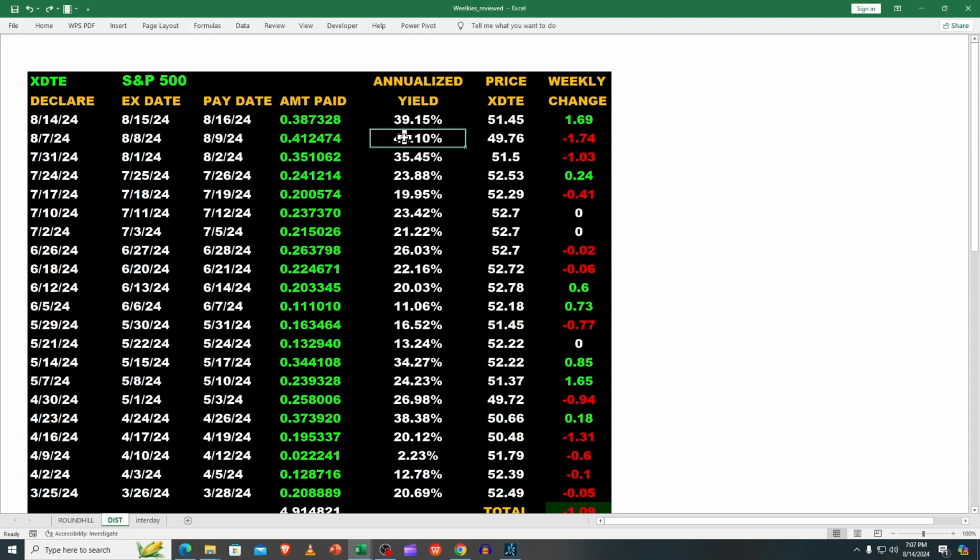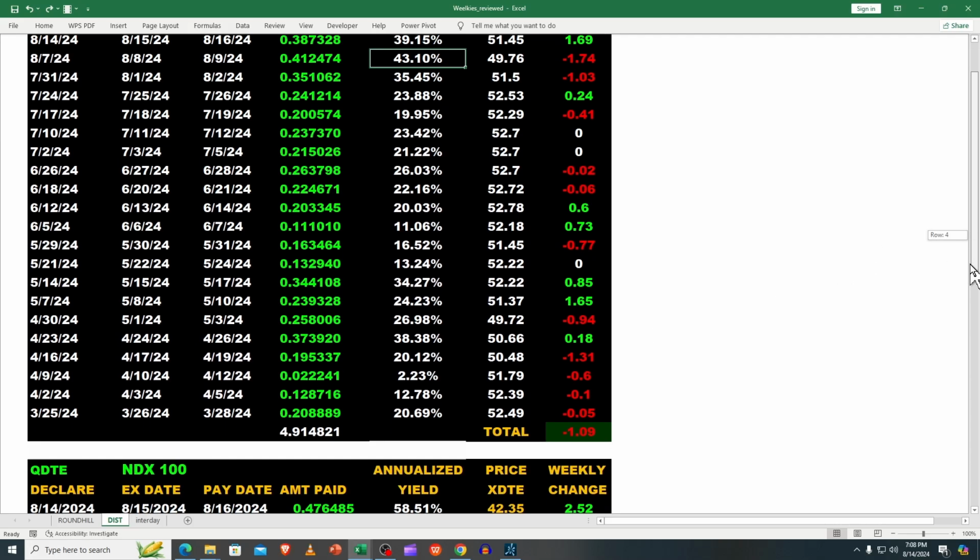So you had a higher yield, right? This is one of the biggest payments that they've done. I think it's the record. So you go through here, right? And you look and you pretty much can see the range.